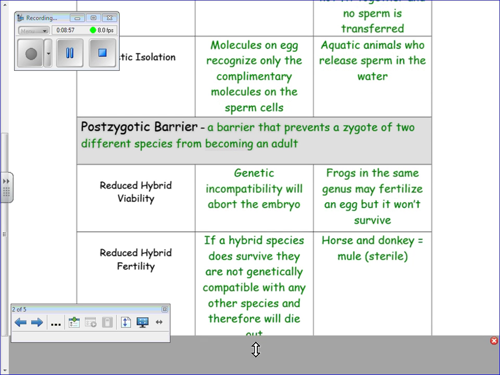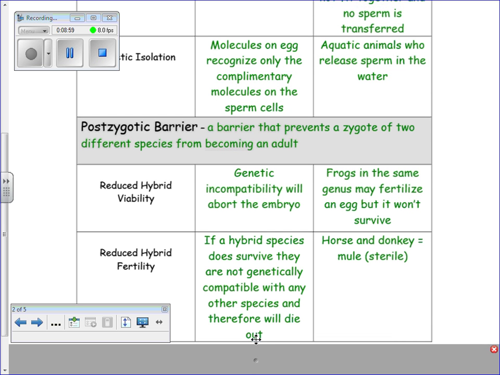Another method would be the reduced hybrid fertility. This is where a hybrid species does actually survive. So when I say hybrid, I'm referring to the offspring created from two different species, and that offspring does survive, but it's not genetically compatible with any other species. It's nothing like anything else. So therefore, it can't reproduce with anything else, and that species will die out. Now, that individual may in fact live a long, healthy life, but it's sterile.